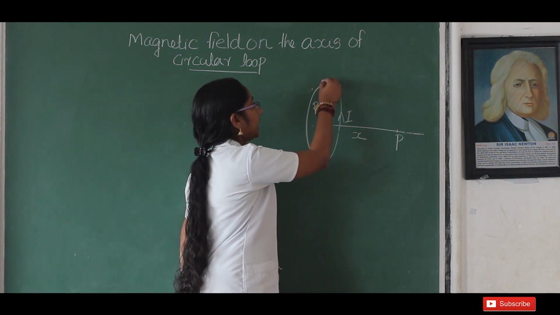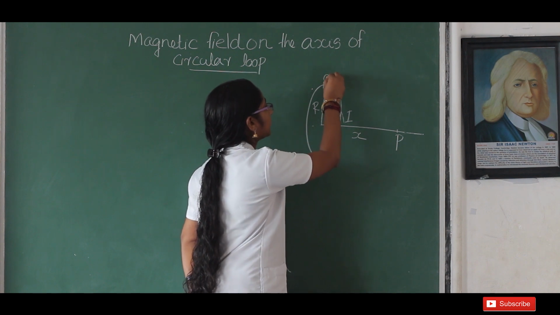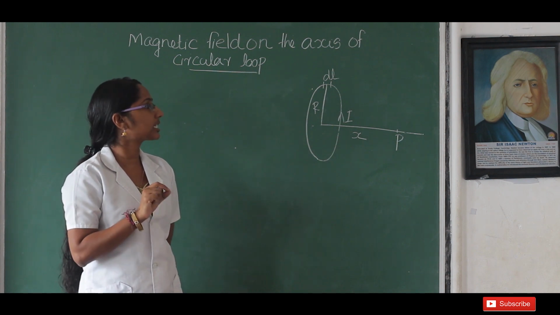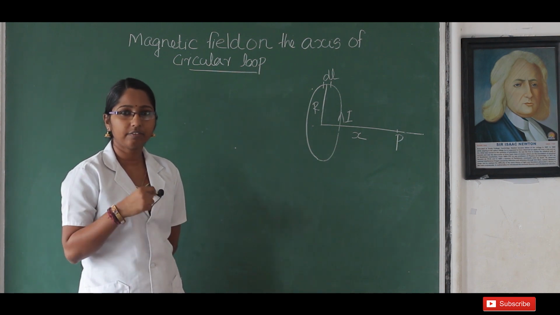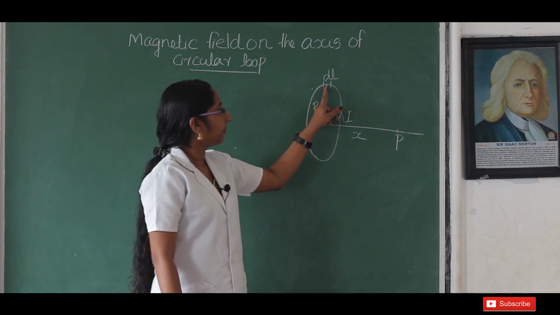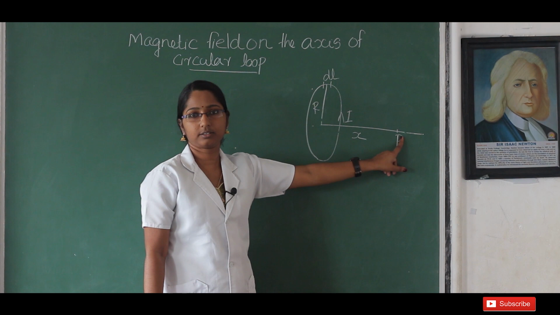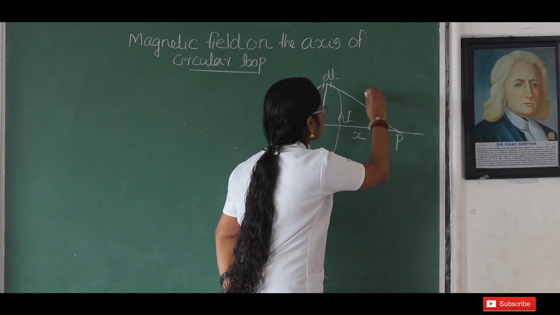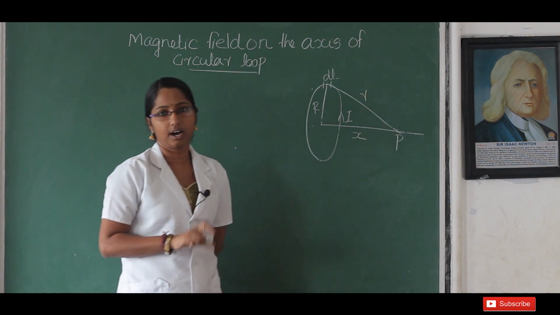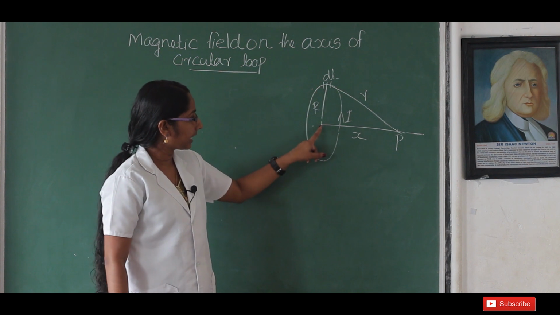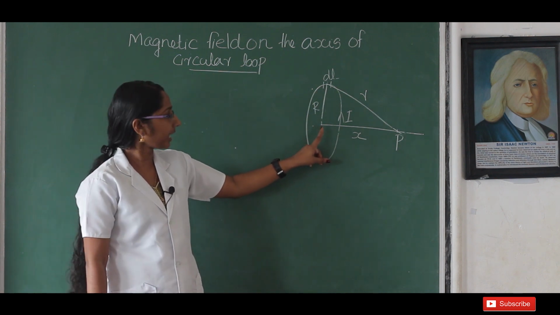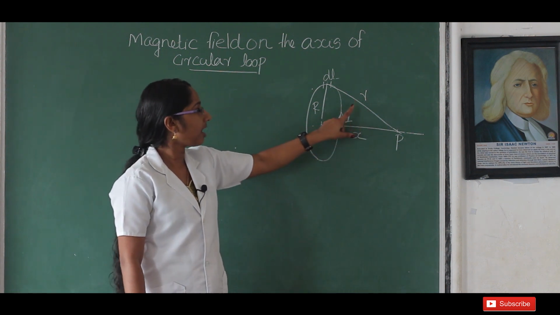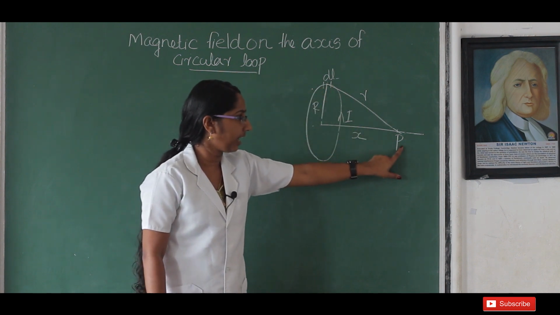And we are considering a small element of length dl. Due to that small element dl, first we want to find out what is the magnetic field at this point. So we can draw a line like this, and we can take the distance as small letter r. Capital letter R is the radius of the circular loop, X is the distance from center to the point P, and r is the distance between dl and this point P.